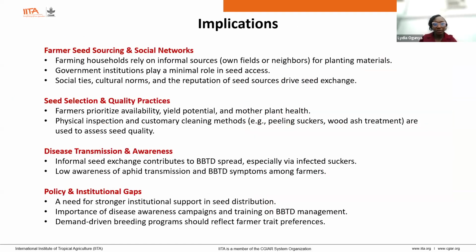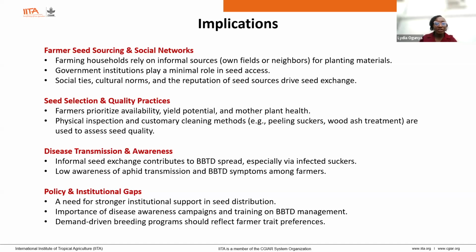Now, what are the implications of our study? Banana seed sourcing and social network. We'll also be discussing seed selection and quality practices, disease transmission and awareness, and policy and institutional gaps. In terms of farmer seed sourcing, we see clearly from our study that farming households rely predominantly on informal sources, from their own farms and from neighboring farms. And then there are a lot of social ties and cultural norms driving seed exchange in the region. There's also a limited role of government institutions in seed access. Government institutions play a minimal role in seed access.